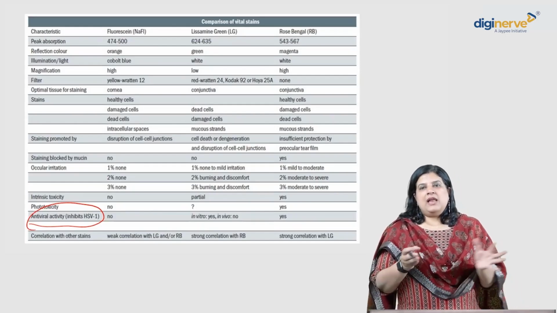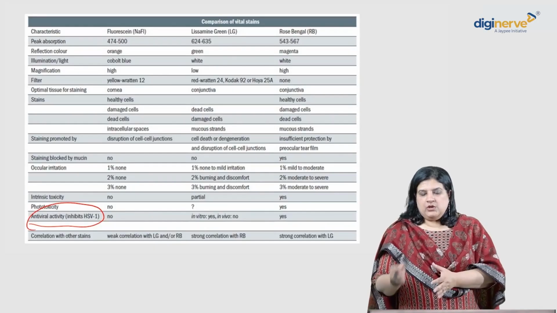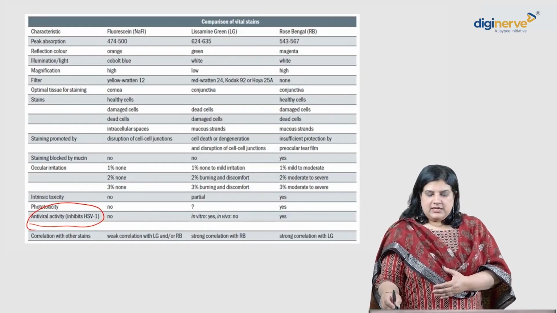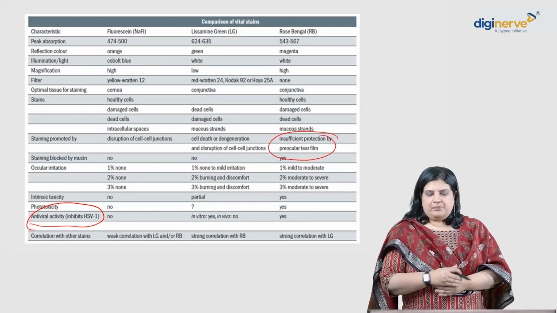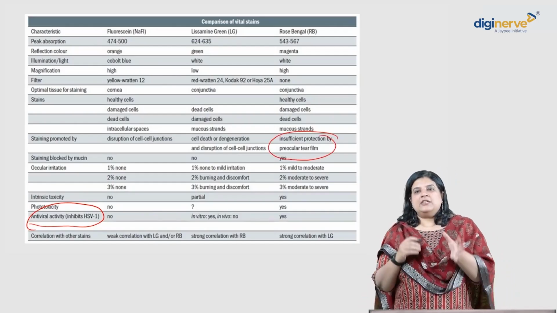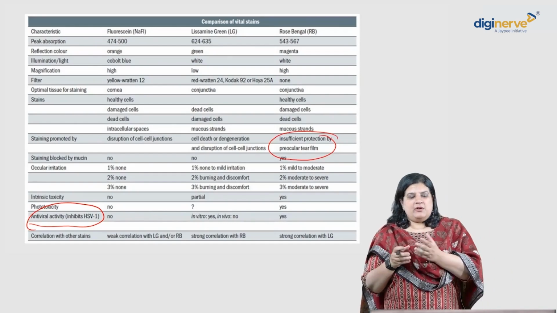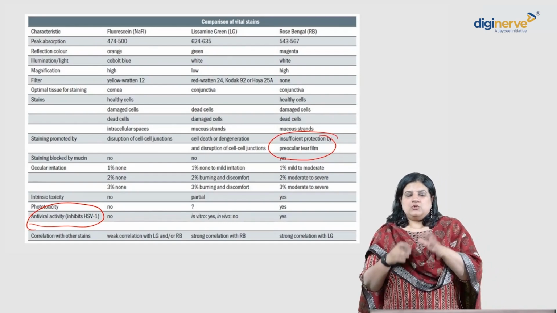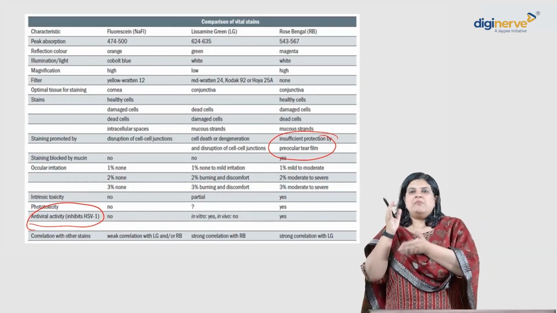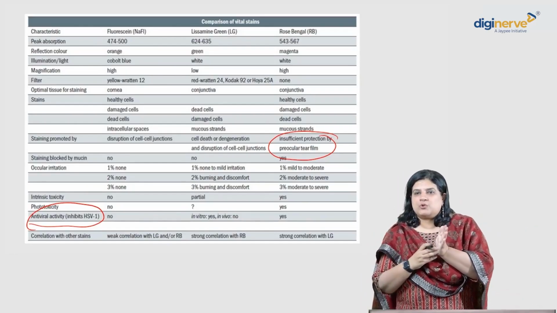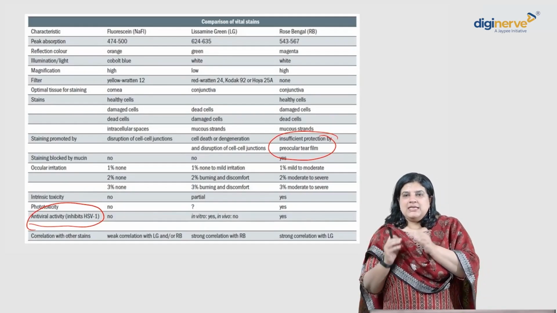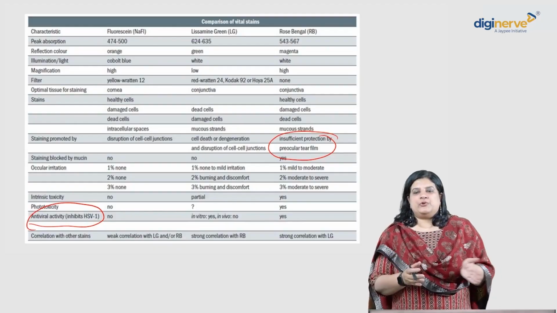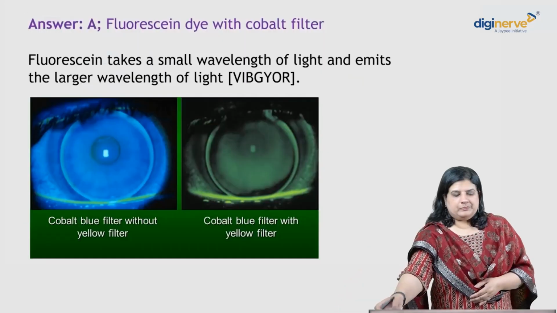So rose bengal will actually stain a lot of tissue, and the mechanism is that there is insufficient protection by the preocular tear film, and that is what promotes the staining by rose bengal, and the staining is blocked by mucin. So essentially you need to remember these certain parameters about rose bengal, because these are the parameters that differentiate it significantly from fluorescein and Lissamine green.